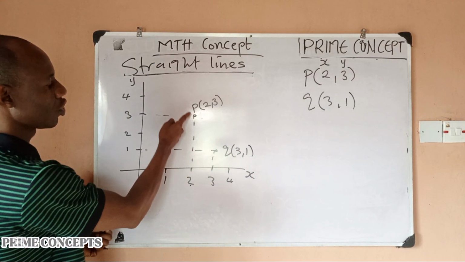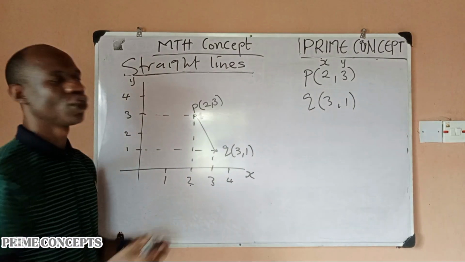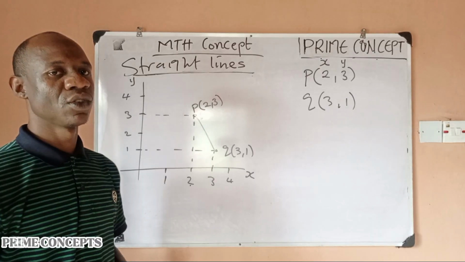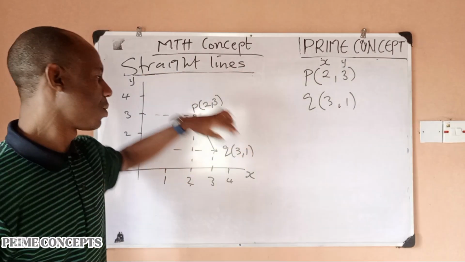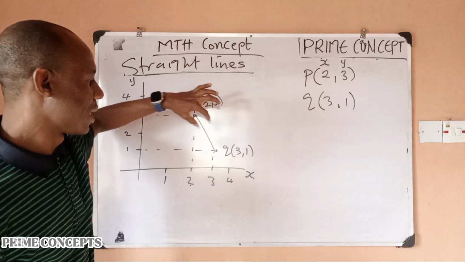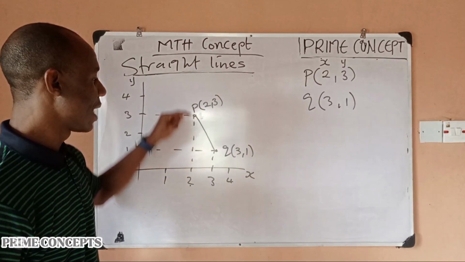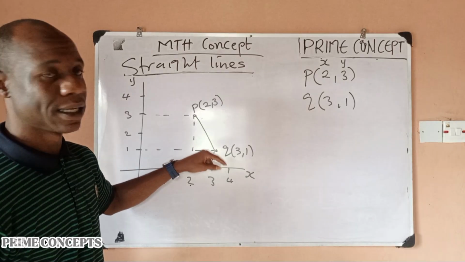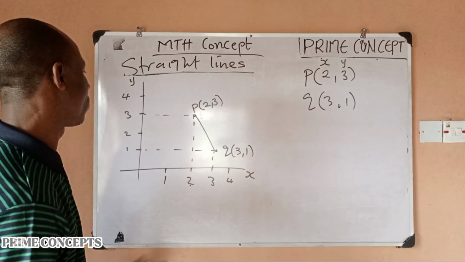So I can decide to join point P to point Q. If I do this, I have joined point P to point Q with what? A straight line. We want to now look at some of the properties of this straight line. Where we'll be starting from is, how do we find the distance between 2 points? That's the length of the straight line. How do we find it? That's where we want to start.